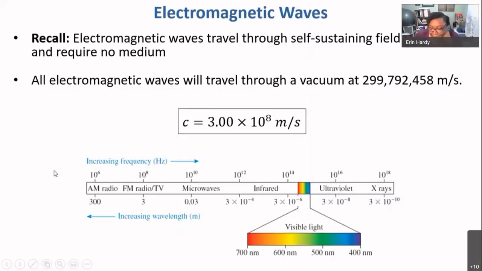So if a light wave is propagating through a vacuum, we know how quickly it can move. This is something that we can measure experimentally, and the speed of light in a vacuum is about 3 × 10⁸ meters per second. That's about 300,000 kilometers per second.